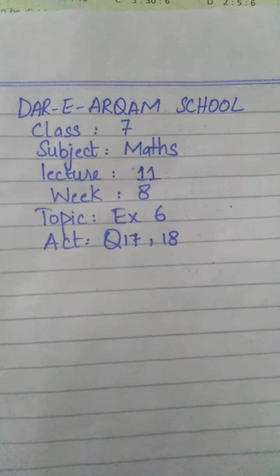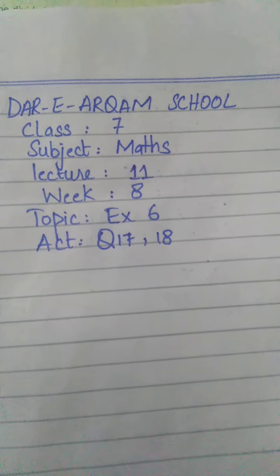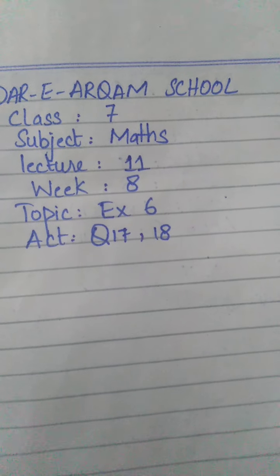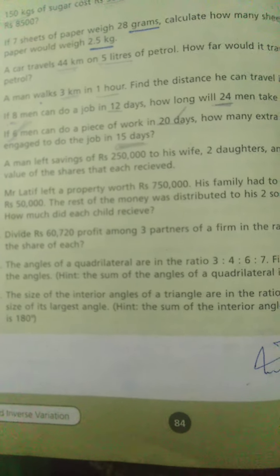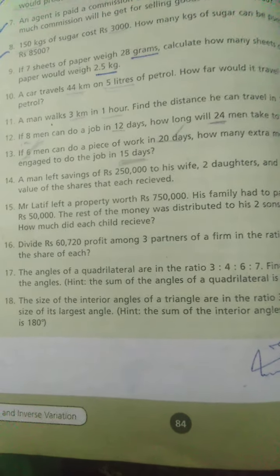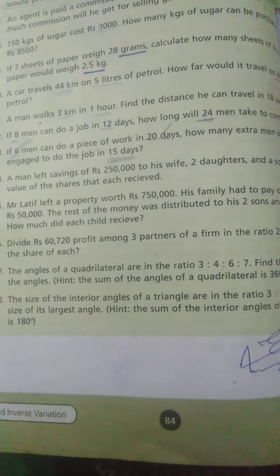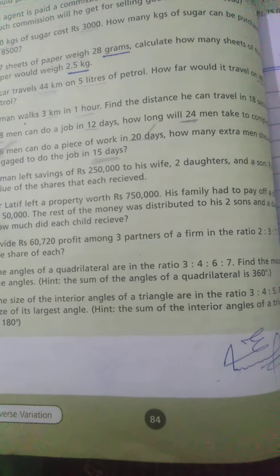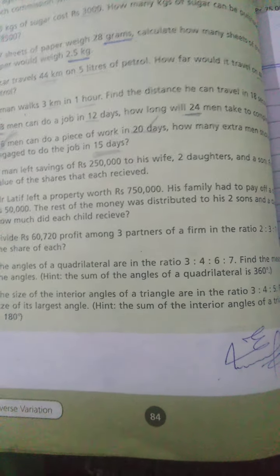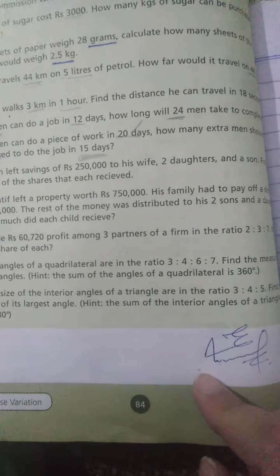Today we are going to solve question number 17 and 18 of exercise 6. So what was question number 17? Open your book page number 84. Here question number 17 is given. The angles of a quadrilateral are in the ratio 3, 4, 6, 7. Find the measure of each angle. Hint: the sum of angles of a quadrilateral is 360 degrees.